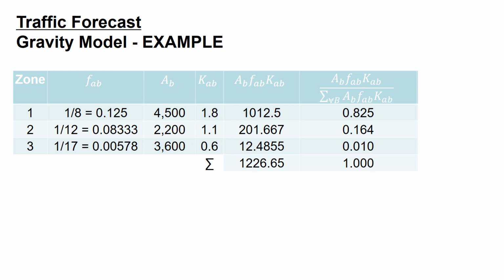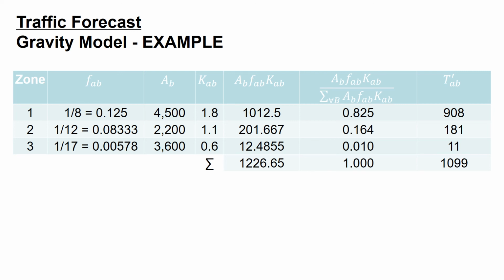So our last step is just to multiply that column by our 1,100. And so our campus is going to send 908 trips to zone 1 as our estimate, 181 to zone 2, and only 11 to zone 3. And this should make sense looking at zone 3. That's the longest travel time and the lowest socioeconomic factor. And so we would expect there's not a strong relationship between the campus and that zone. Whereas looking at the highest, the 908, it's the shortest travel time, just 8 minutes, and it's got the highest socioeconomic factor there. So we would expect that that's where those trips would be distributed.